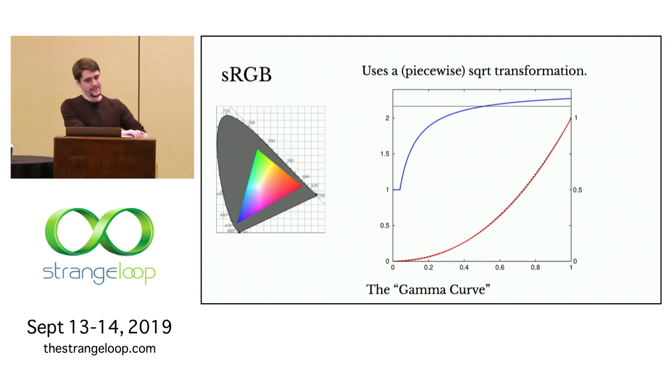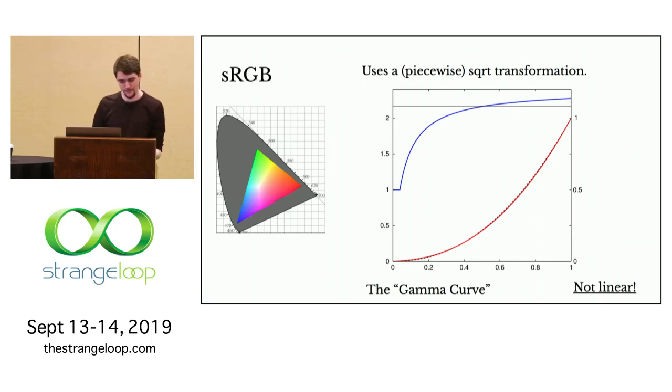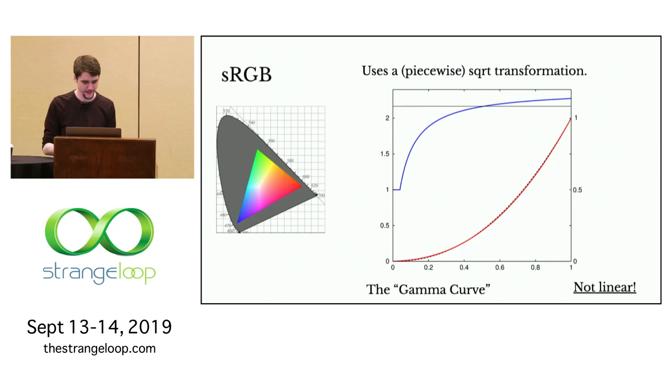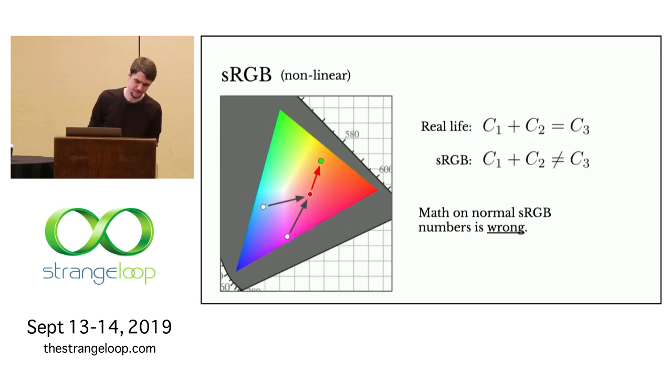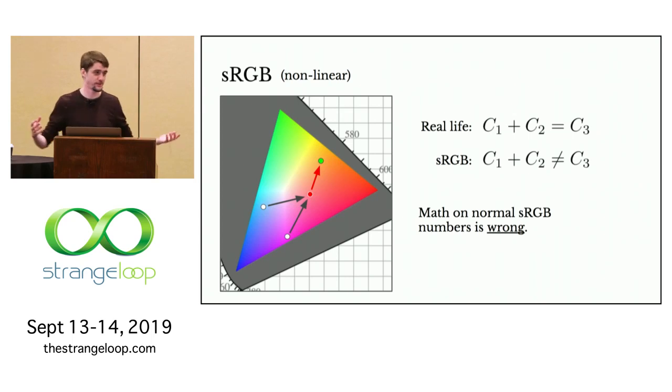But the weird thing about this extra transformation is that it's not linear. And we made this big fuss about how we want our transformations to be linear so that the math works in the new color spaces. What actually ends up happening is that math in sRGB is not correct. If you add 2 colors in sRGB, the color space you use every day, you won't get the color you would get if you added them in real life.